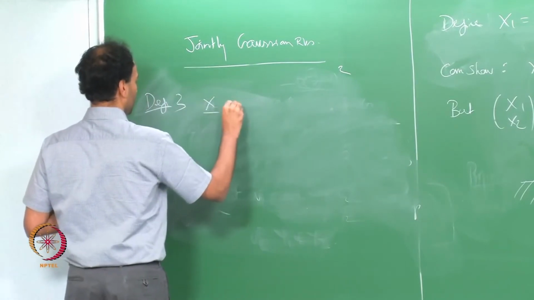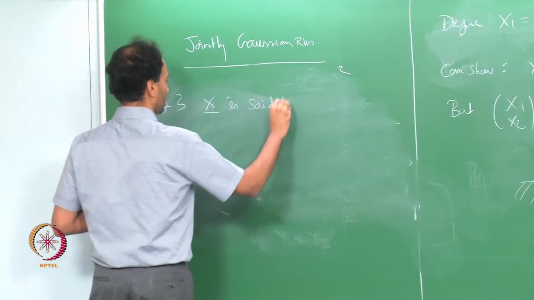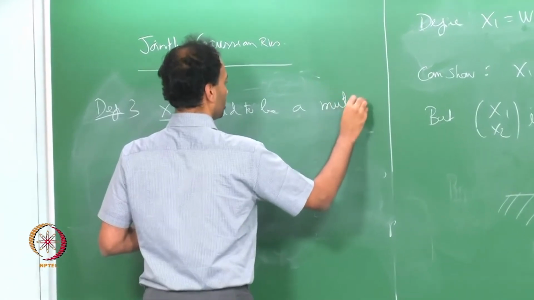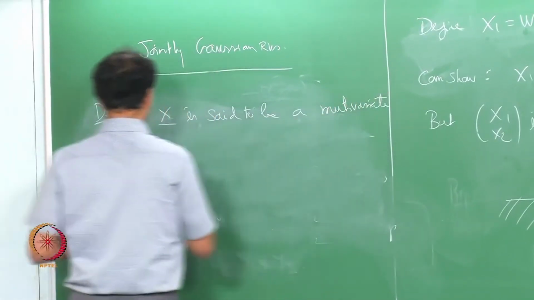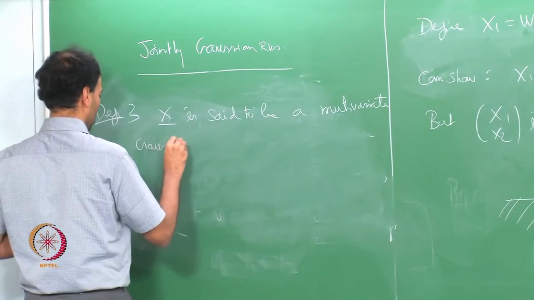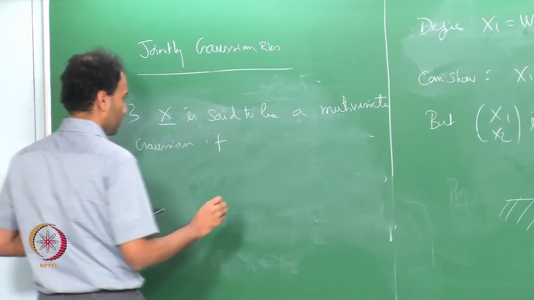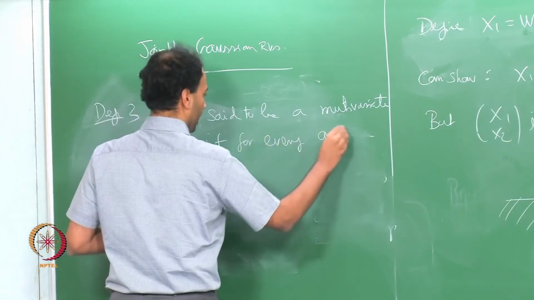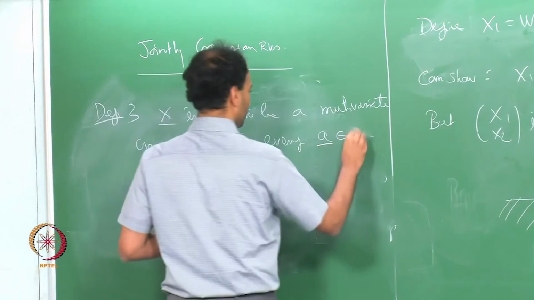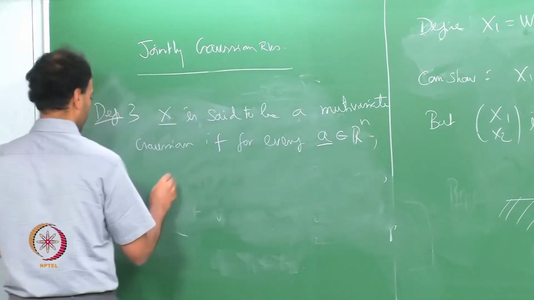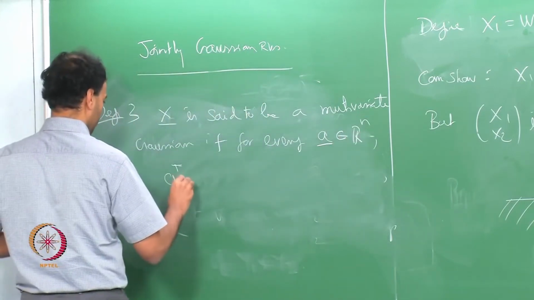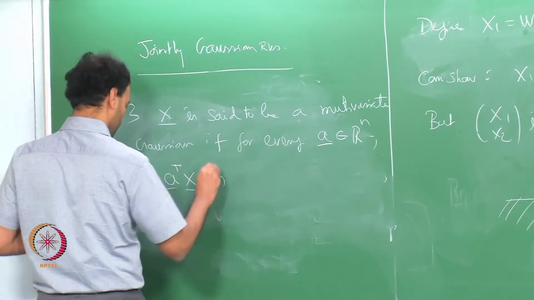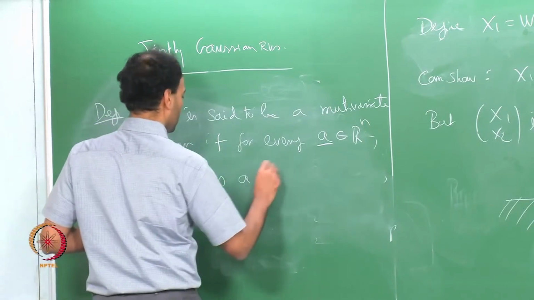So, x is said to be a multivariate Gaussian if for every vector a in Rn, A transpose x is a Gaussian random variable.